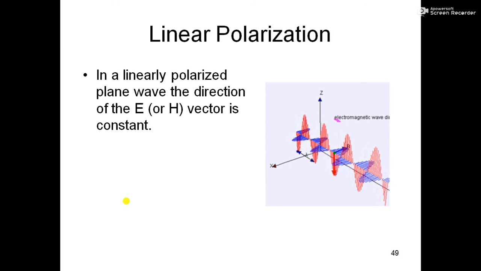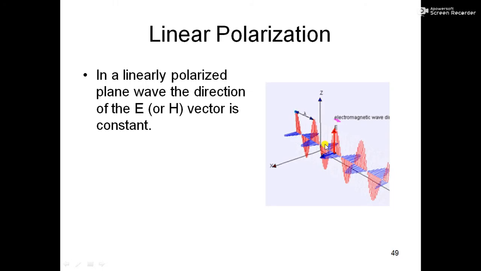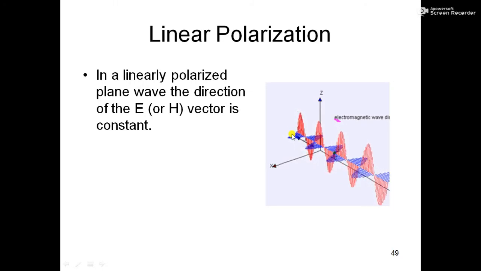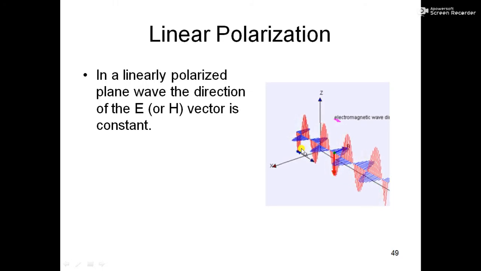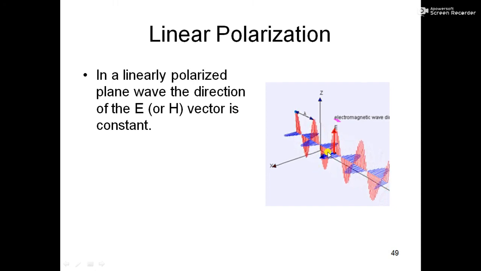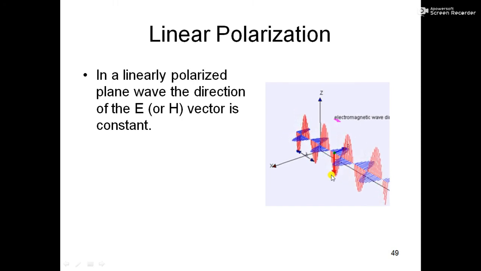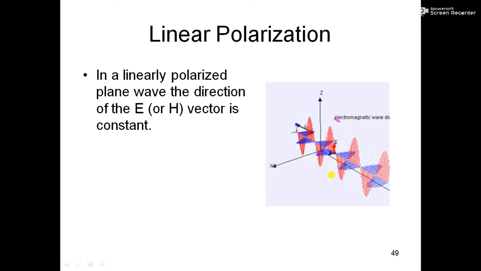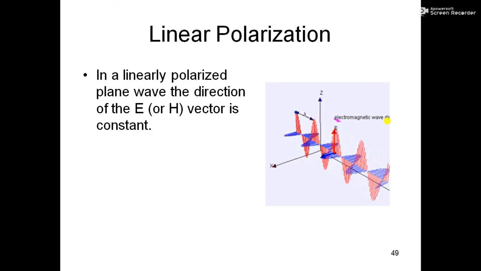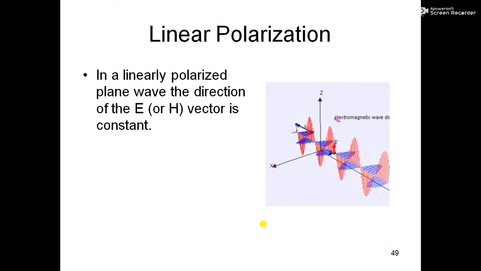Now we come to polarization. You already know what polarization is. If we have an antenna and the wave is propagating in the y direction, you can see here the red is the electric field and the blue is the magnetic field. E stands for electric field intensity and B for magnetic field intensity. We can see that we have a linear polarization. Linear polarization means the polarization is constant, not changing. In a linearly polarized plane wave, the direction of the E and H vectors is constant.